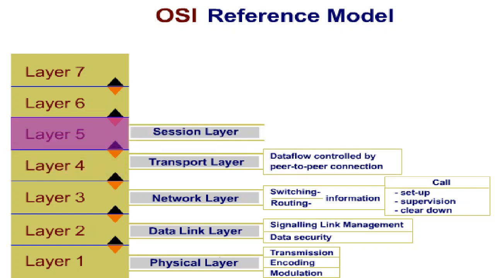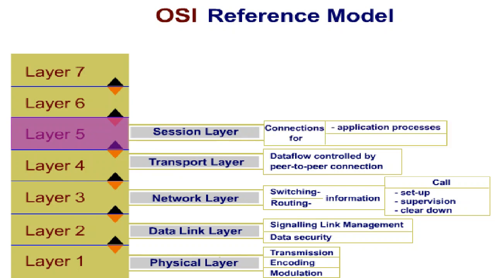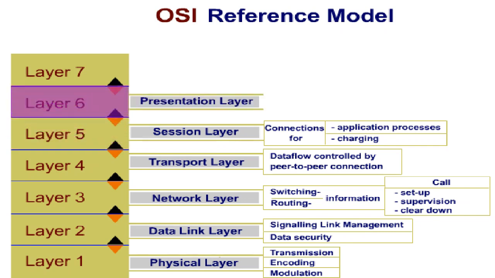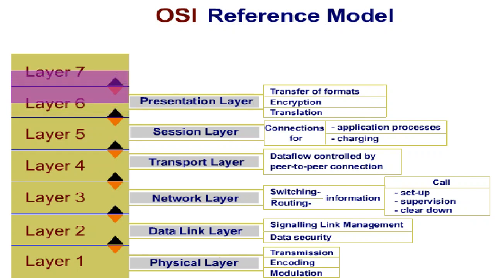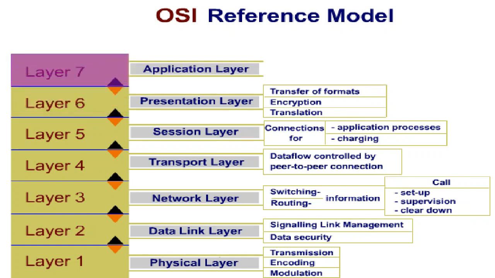Layer 5 is the session layer. It handles the connections for application processes as well as charging. Layer 6 is the presentation layer. It takes over the transfer of application-oriented formats as well as encryption and translation. At the top resides layer number 7, the application layer. It's responsible for the application protocols and the user interfaces.